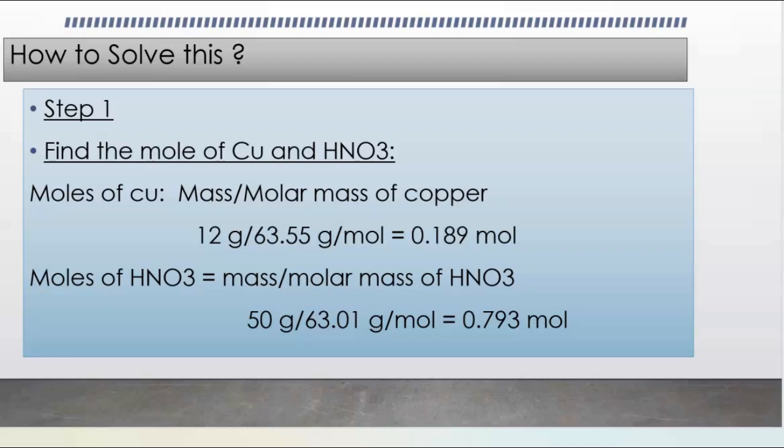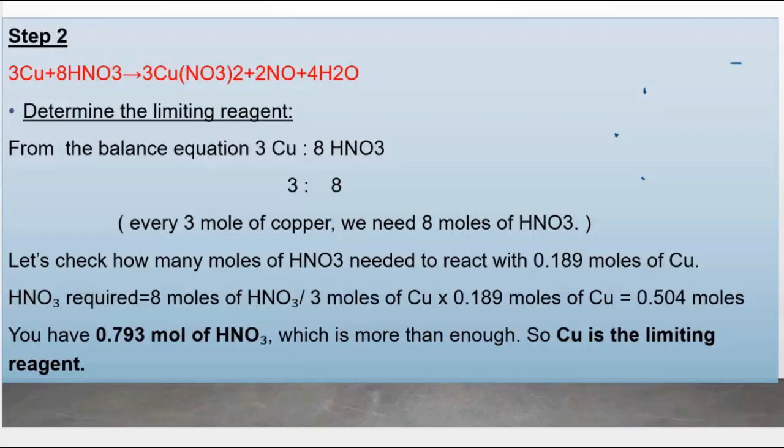To find the limiting reagent, you need to find the moles of copper and moles of nitric acid. So find the moles of copper: the mass divided by molar mass of copper. So 12 divided by 63.55 equals 0.189 moles. Moles of nitric acid, mass over molar mass of nitric acid, 50 divided by 63.01 equals 0.793 moles. You have already calculated number of moles of copper and number of moles of nitric acid. How to determine the limiting reagent?